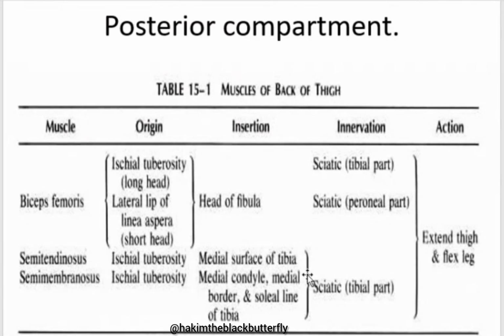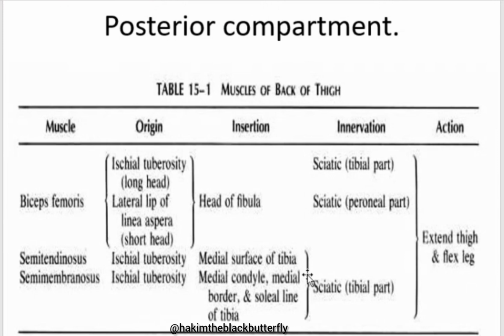Origins and insertions, you're going to go and look at them muscle by muscle. And if you look at these origins practically, they're going to help you to study the bones. So I'm not going to waste my time on the origins and insertions. I'm going to leave them to you.